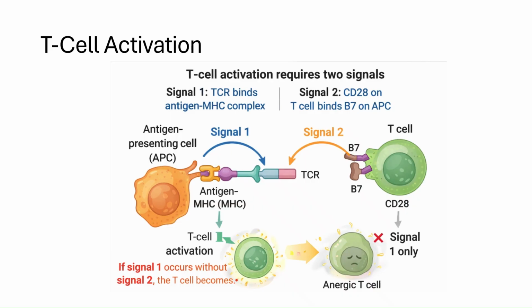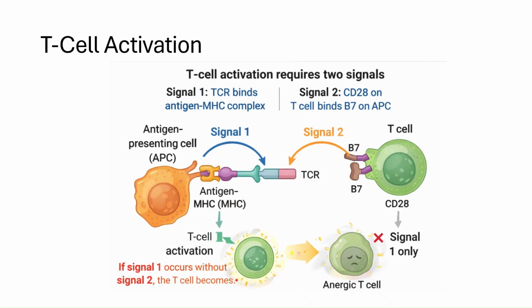Now, this is a very important topic for any exams, and when we talk about naive T cell activation, you must remember one golden rule, okay? T cells require two signals to become activated. If you miss either signal, that leads to dysfunction, not activation. So your first signal, as you can see on this diagram, is called antigen recognition.